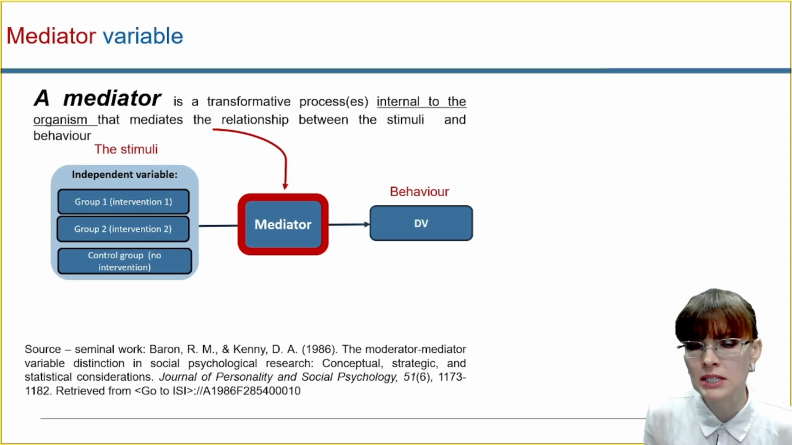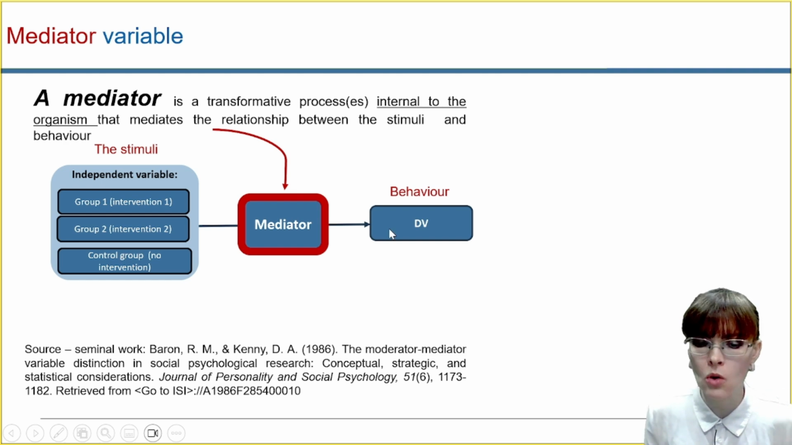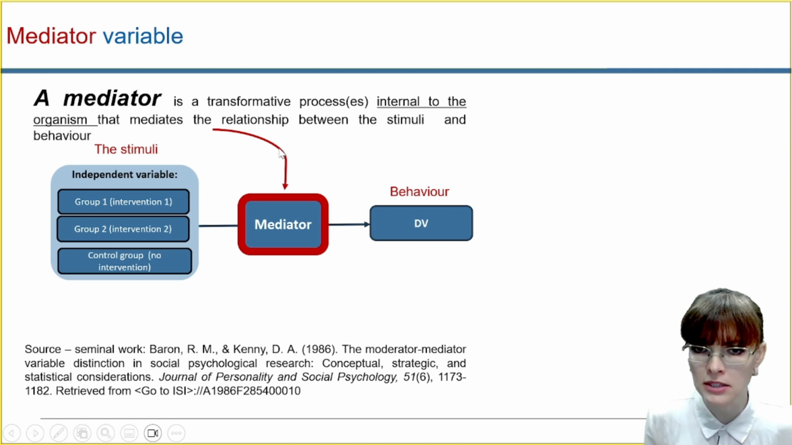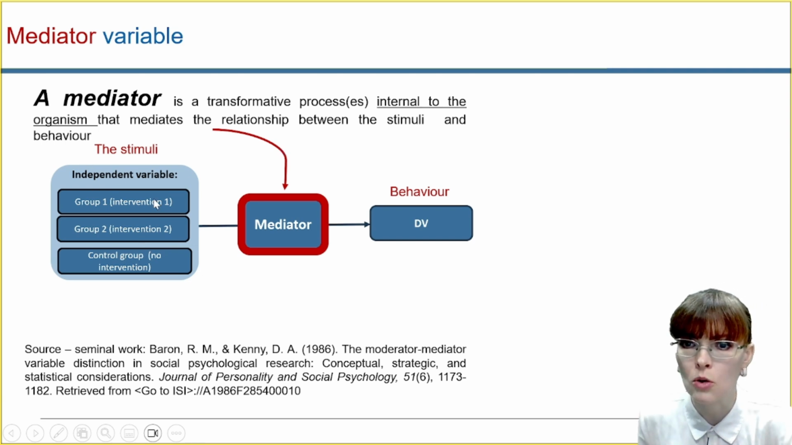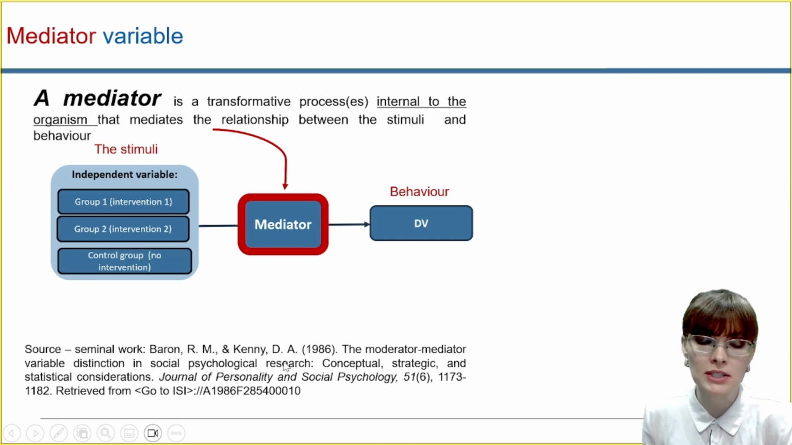So try to think of a mediator as something which is in between your independent variable and dependent variable. And this is exactly what is going through individuals' or consumers' minds as they are exposed to your advertisement. This is the underlying thought process. It's the underlying explanation of the effect of the stimuli on the dependent variable. Again, if you're not sure after my explanation what a mediator is, and you also want to know what a moderator is, you can have a look at the seminal work by Baron and Kenny from 1986, as it explains the moderator-mediator variable in more detail.